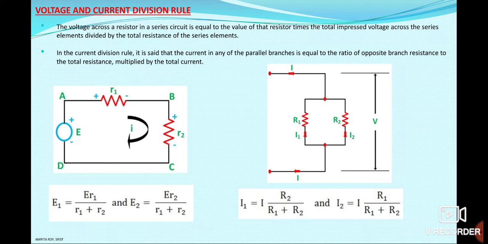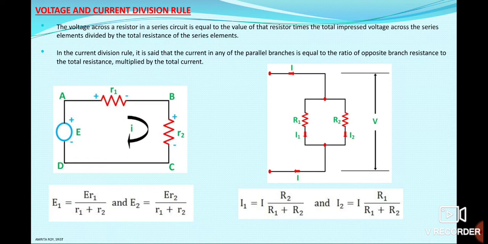Next is the current division rule. In the current division rule, it is said that the current in any of the parallel branches is equal to the ratio of the opposite branch resistance to the total resistance multiplied by the total current. So in the second diagram we can see we have two resistances R1 and R2 that are connected in parallel, and our main branch current I is getting divided into I1 and I2 as they approach R1 and R2.